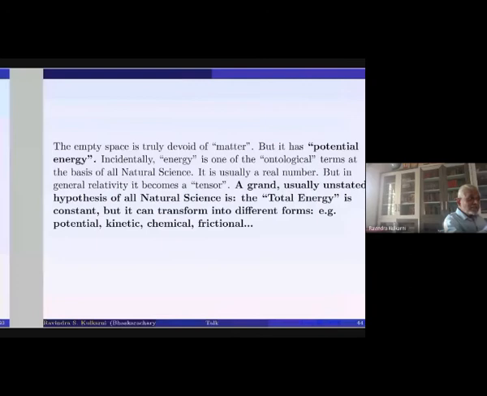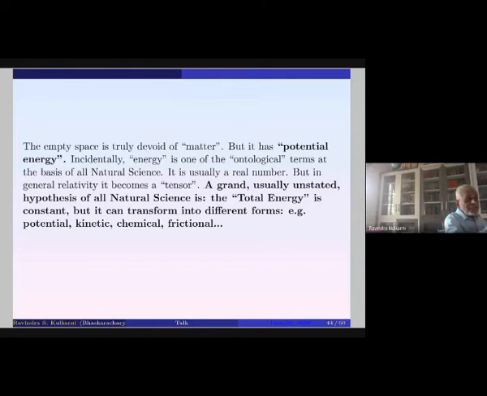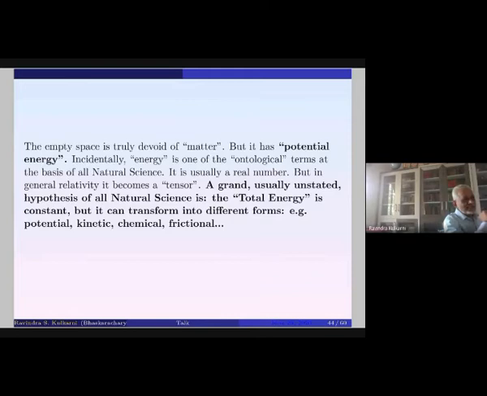So outside this nucleus, there are only some electrons moving there. But this is like a ping pong ball in a 200 feet wide playground. But so what is there? That empty space is truly devoid of matter. There are no atoms in that empty space. It has no matter, but it has potential energy.